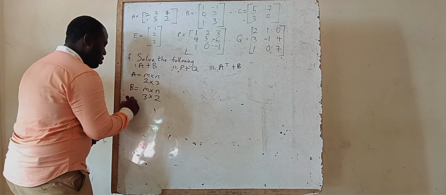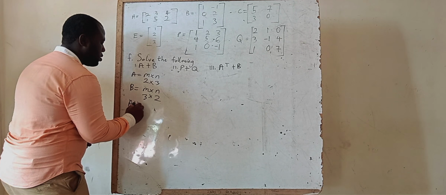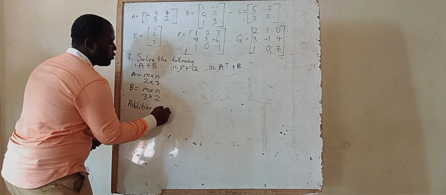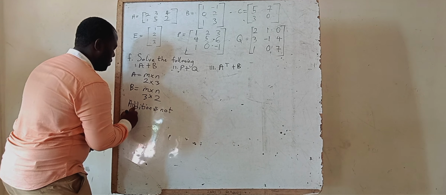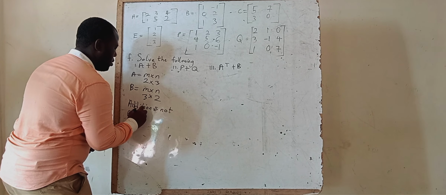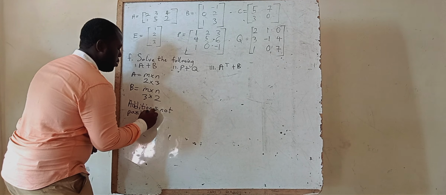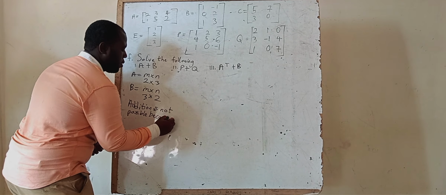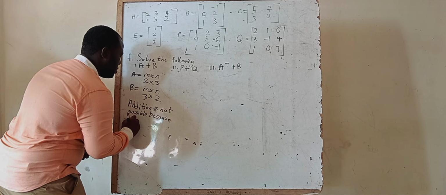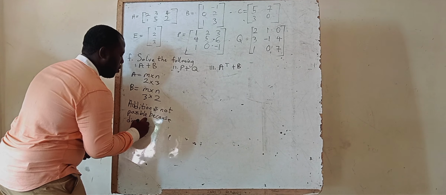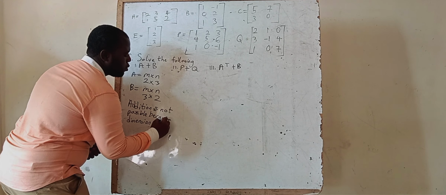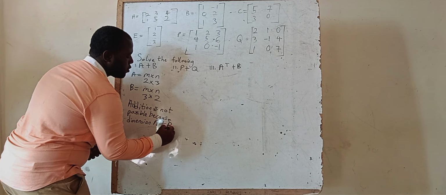So addition is not possible because the dimension of A is not equal to the dimension of B.